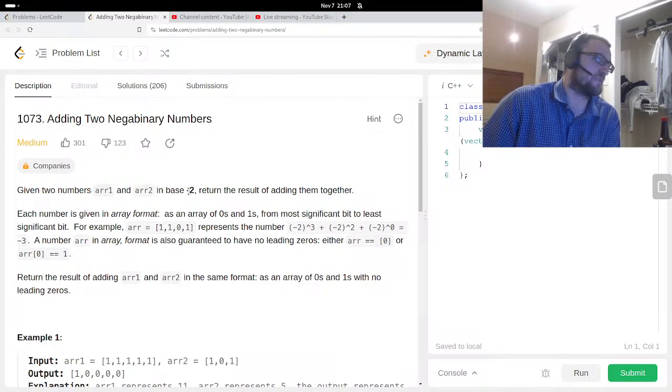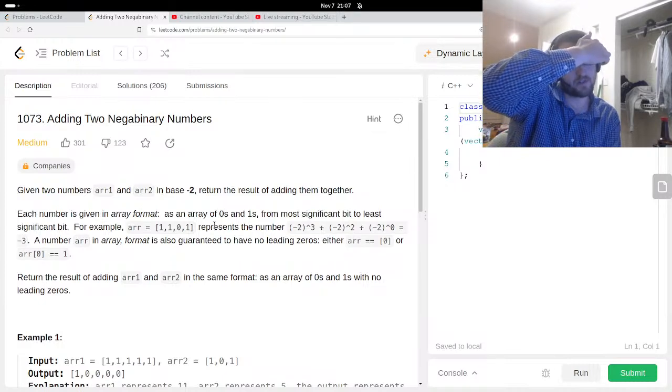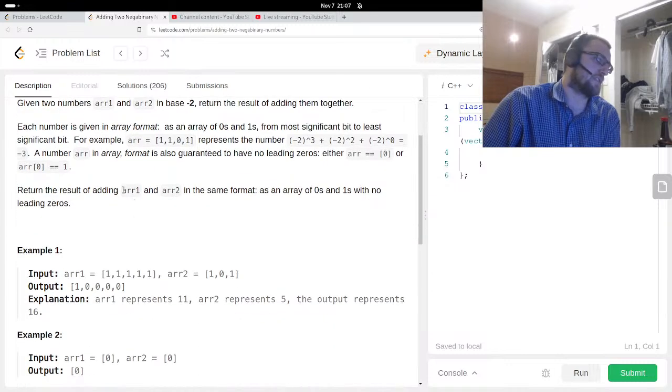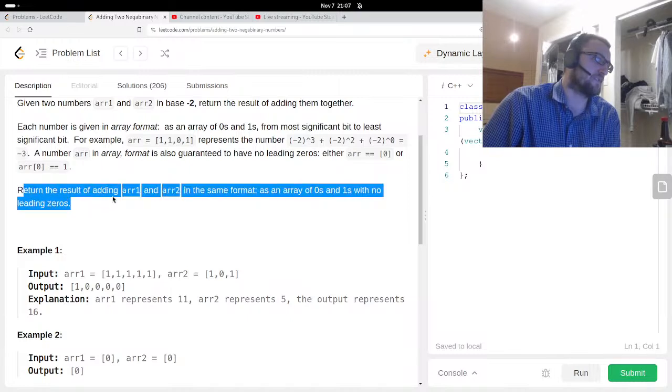Given two numbers, array 1 and array 2 in base -2, return the result of adding them together. Each number is given in array format as an array of zeros and ones, from most significant bit to least significant bit. For example, array 1101 represents -2 raised to the third plus -2 squared plus -2 raised to the 0th, equals -3. A number in array format is also guaranteed to have no leading zeros: either array of 0 is 0 or array of 0 is 1. Return the result of adding array 1 and array 2 in the same format, as an array of zeros and ones with no leading zeros.